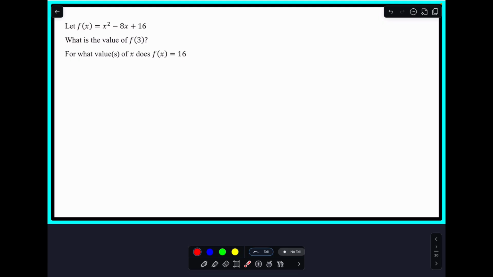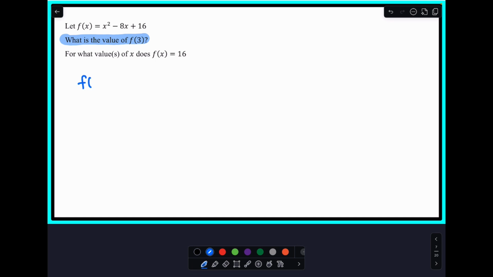For this question, here we have a quadratic function, f of x equals x squared minus 8x plus 16, and we want to find the value of f of 3 and also find the values of x which satisfy the condition that f of x equals 16. So let's begin first with the top one, and let's find the one value of f of 3, because it's a function that's only going to have one output value when x is equal to 3.